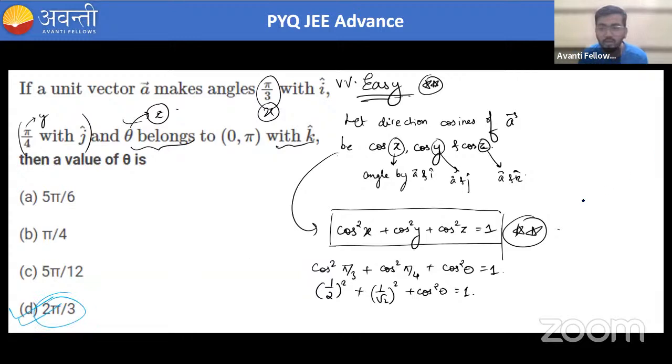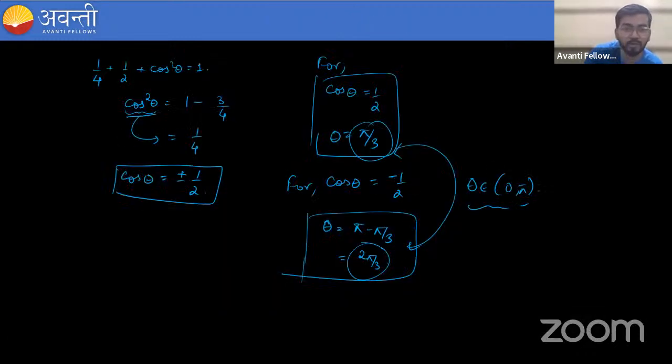Right, guys? So I hope you understood this question, and it was a very easy question considering you knew the relation between the direction cosines, right? So relation between direction cosines for any vector, right? So this is the relation between direction cosines, and if you apply this, you get the value of theta, that is 2 pi by 3.